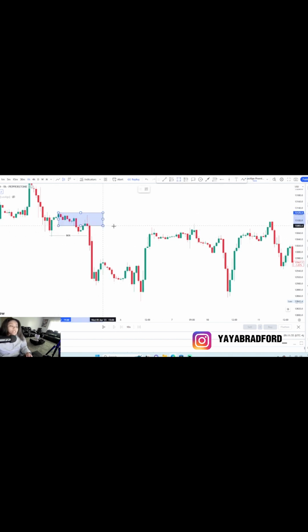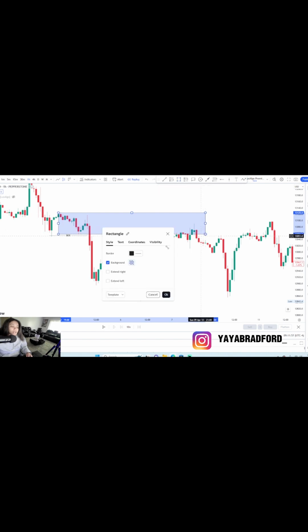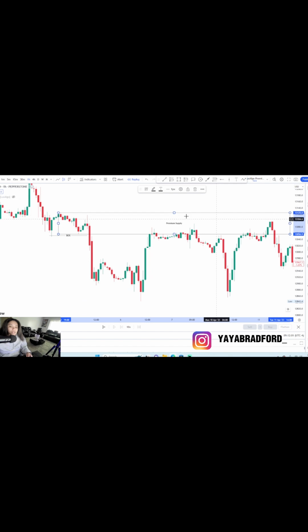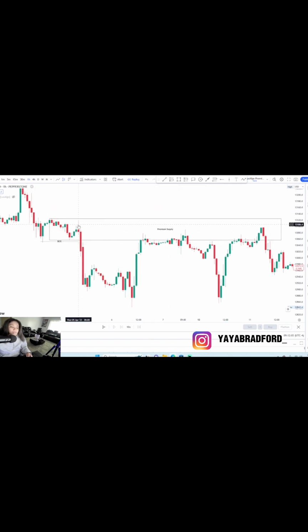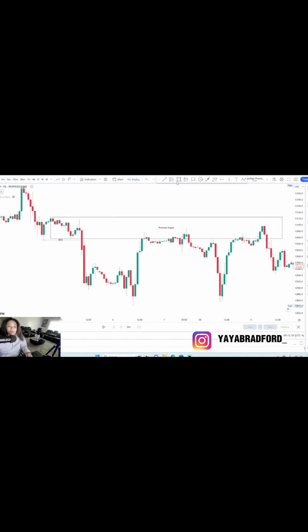So this whole area is considered a premium supply zone. That's a whole area where price came and did a whole bunch of consolidation. Now you could look for the gaps. Where are the gaps inside of this whole move? You always want your gaps to be closer to your demand zone or your supply zone. That's what makes the trade a big trade.